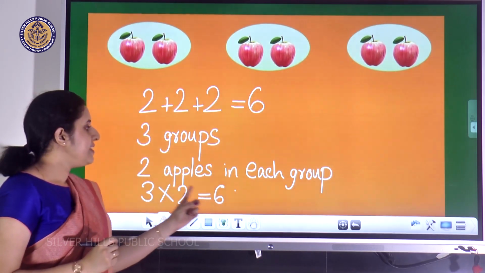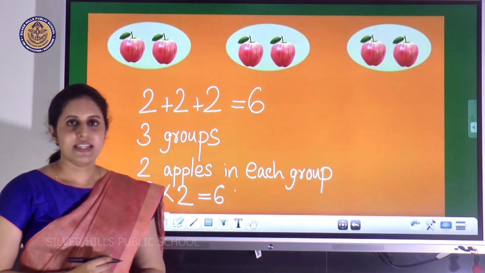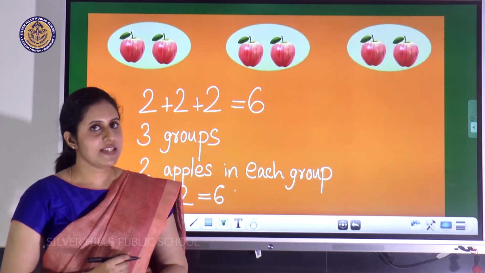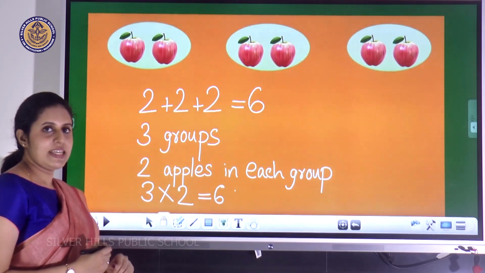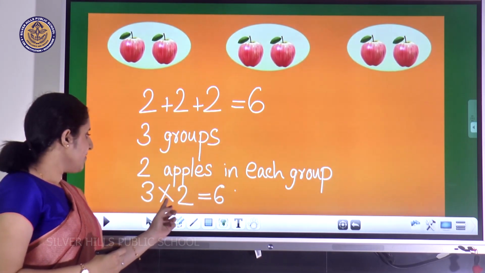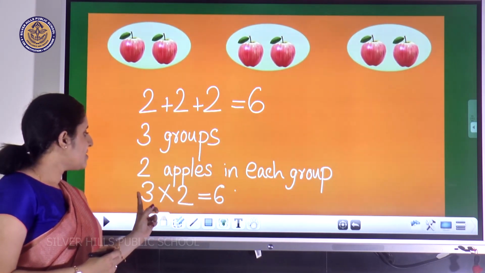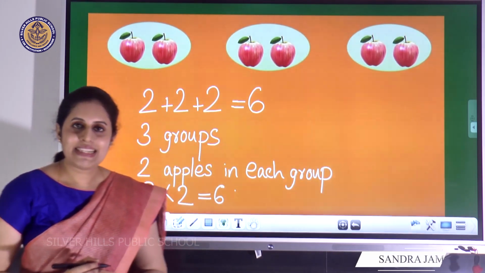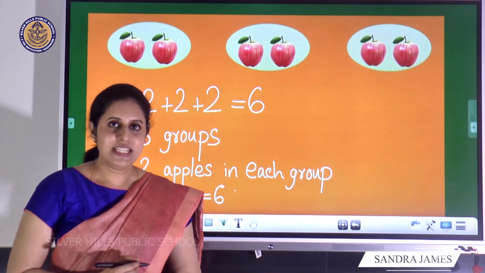This sentence right here is called a multiplication sentence. Remember how you learned addition sentences and subtraction sentences? Just like that, we have another sentence here. 3 times 2 is equal to 6. Here we have used the symbol which looks kind of like an X. It's read as 3 times 2 is equal to 6, and that sentence is called the multiplication sentence.